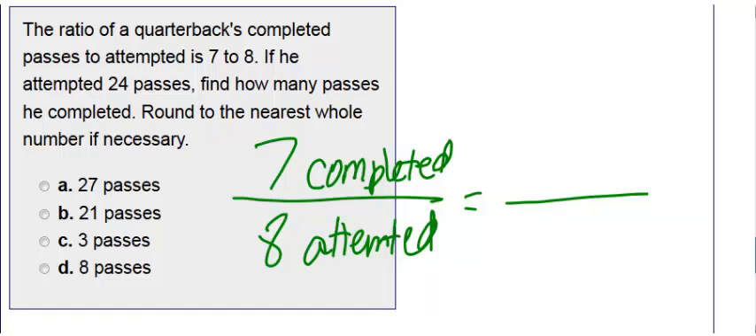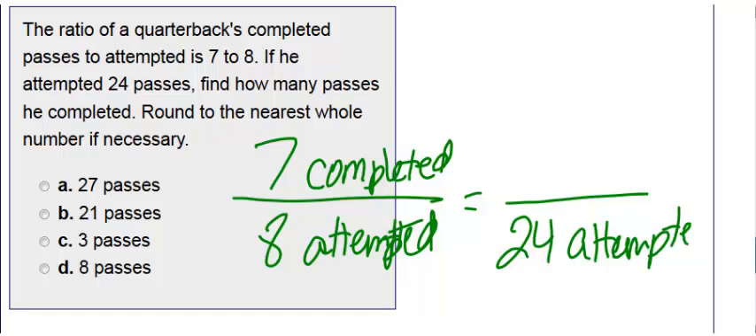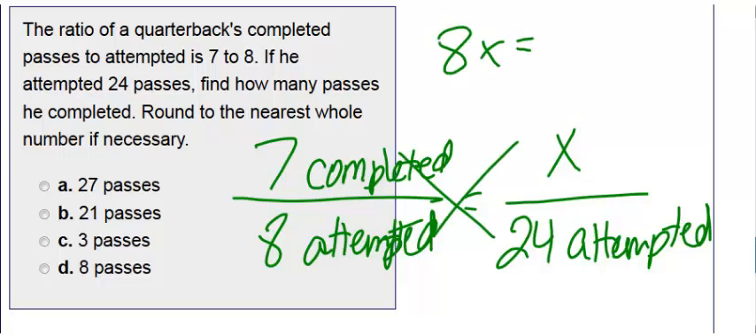Okay, so he attempted we put on the bottom here. So we're going to put attempted on the bottom over here. 24 attempted goes on the bottom here. We are looking for completed, so I'm going to put an X up here. So now we're going to cross multiply. We get 8 times X equals 7 times 24.